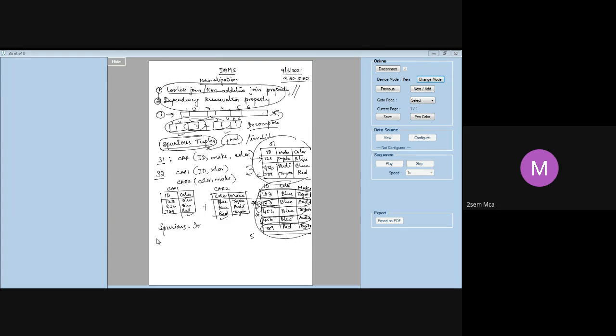That means what? It is an invalid tuple. When you try to join, you should always take care that you are not getting any spurious tuples. Okay. When will you get the spurious tuples?